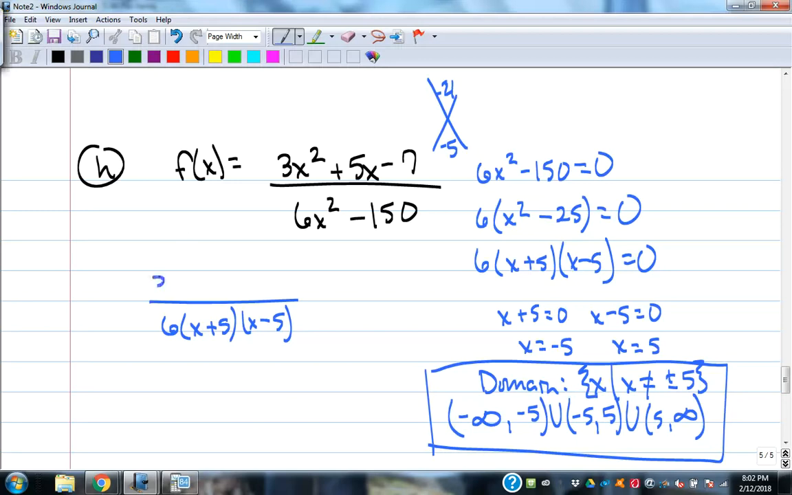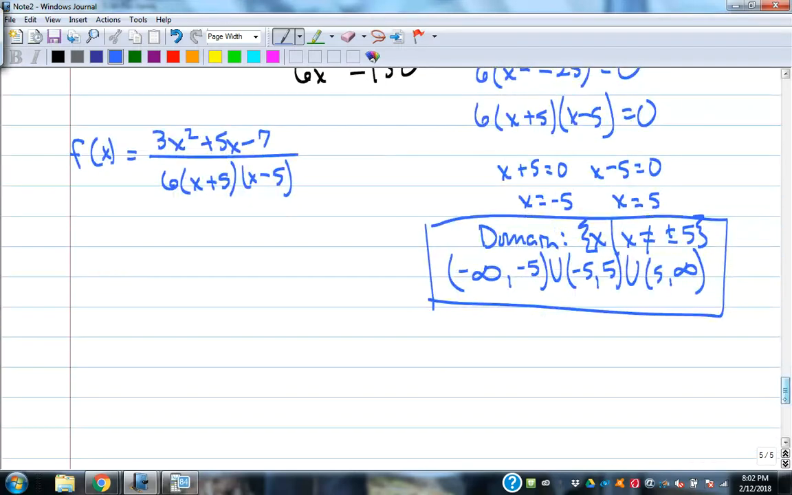So we end up with this, 3x squared plus 5x minus 7 over that. So it didn't simplify at all. What's that tell us about our vertical asymptotes? X is negative 5, x is positive 5. Those are the same two things we got in our domain.